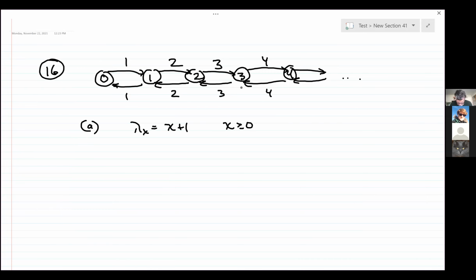They want a little more than I've covered in class yet. They want to know, is it transient? Is it positive recurrent? Is it null recurrent? Now, the part that we've done in class is we can look and see if it has a stationary distribution. If it has a stationary distribution, we have to look at 1 plus lambda 0 over mu1, plus lambda 0, lambda 1 over mu1, mu2. We have to look at this infinite series.